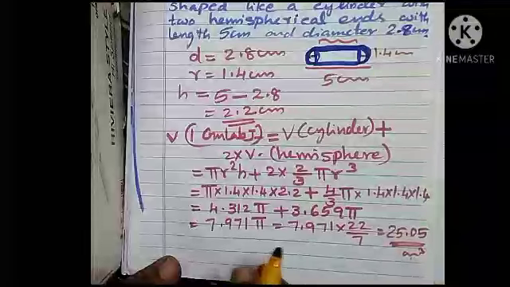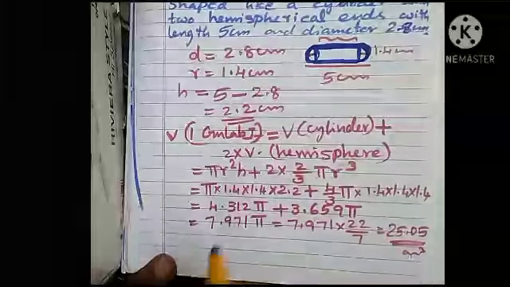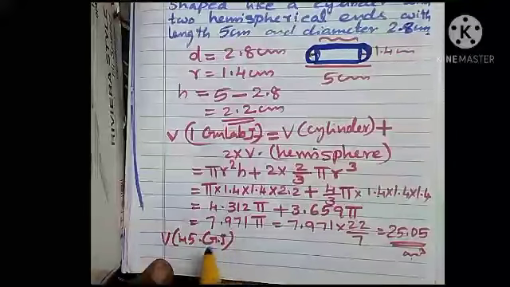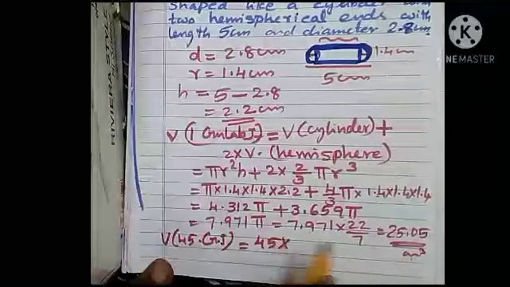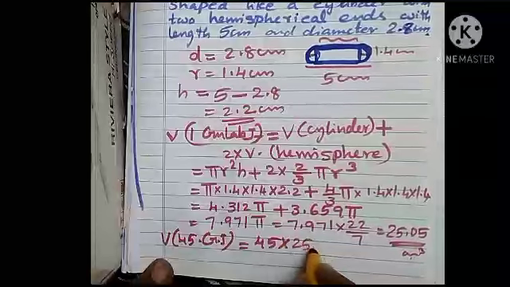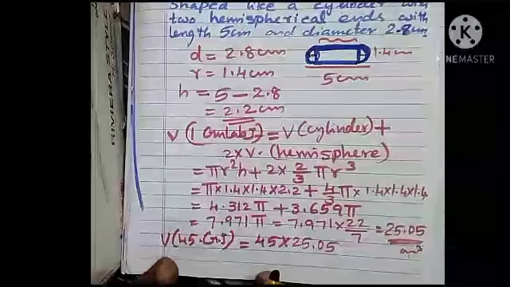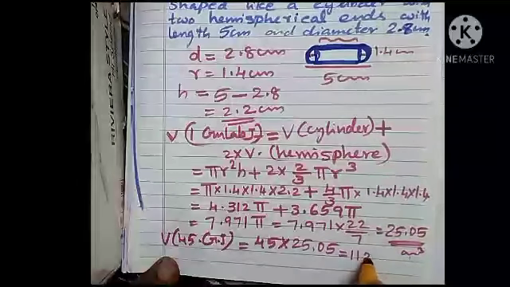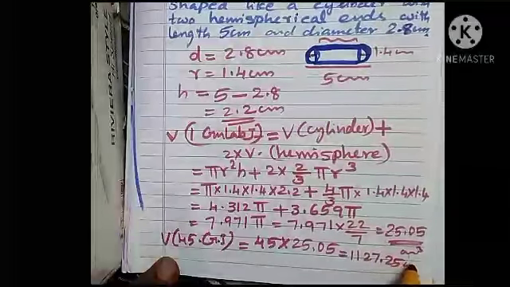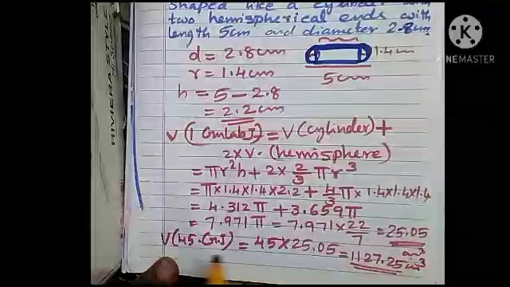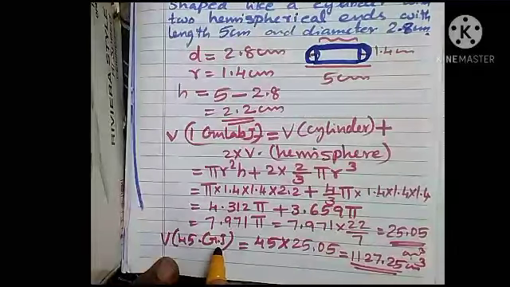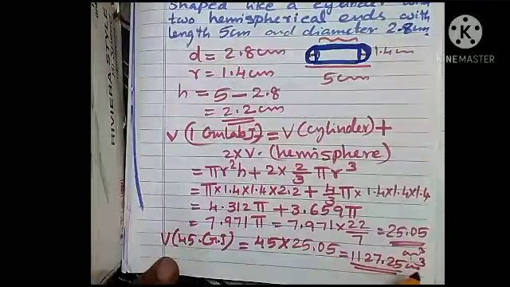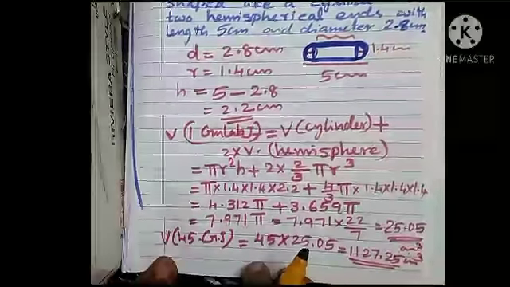Now we need to find the volume of 45. So the volume of 45 gulab jamuns is equal to 45 into 25.05. Clear? That is equal to 1127.25 centimeter cube. So the total volume of 45 gulab jamuns is 1127.25 centimeter cube. Now what do we need?